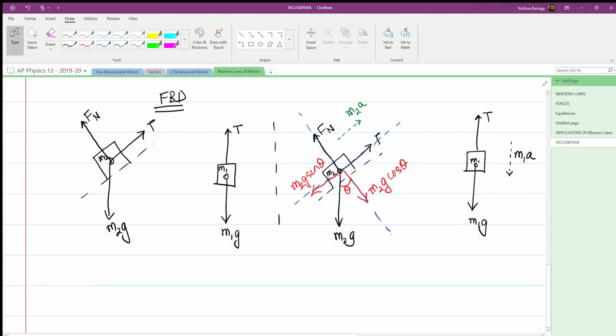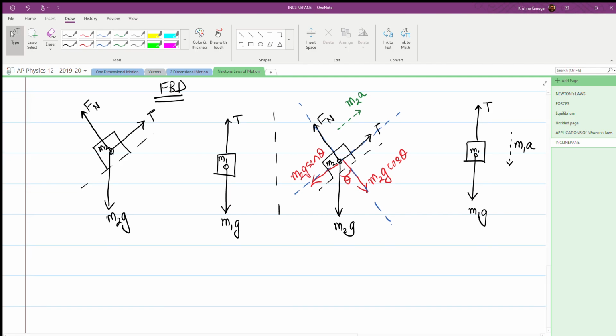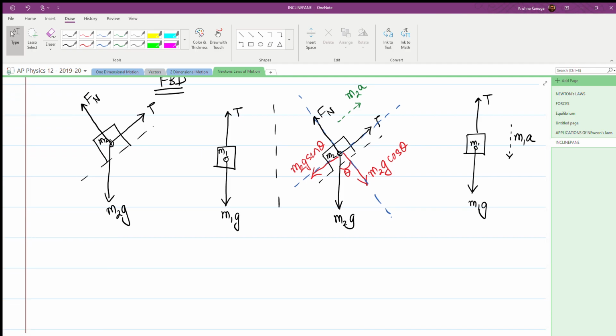Now if you have all this in your picture, go ahead, write your equations, and then we'll come back. So pause, write your equations, and we'll be back. Alright, so I'm assuming that you did that. So I'm going to write our equations. For the hanging block, our equation is going to be m1g minus T is equal to m1a.